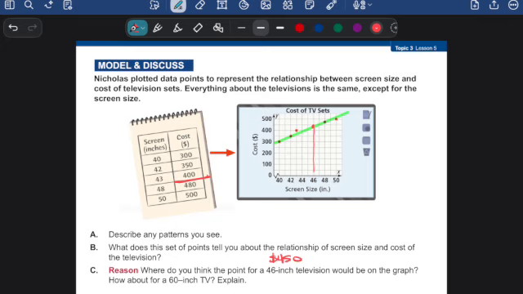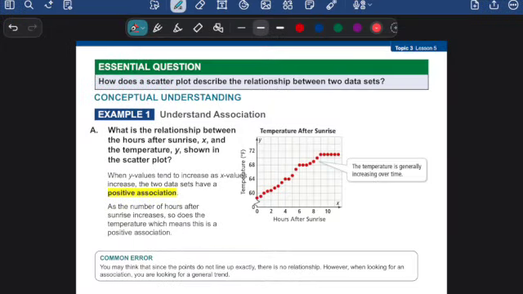And how about a 60-inch television? Okay, so 60 inches is going to be after the 50-inch. We could look at the increase from 40 to 50 inches, and it increased by $200. So maybe going up another 10 inches, it would go up by another $200. So we could estimate maybe a 60-inch television would cost about $700 based on this data if it were to follow the same trend.